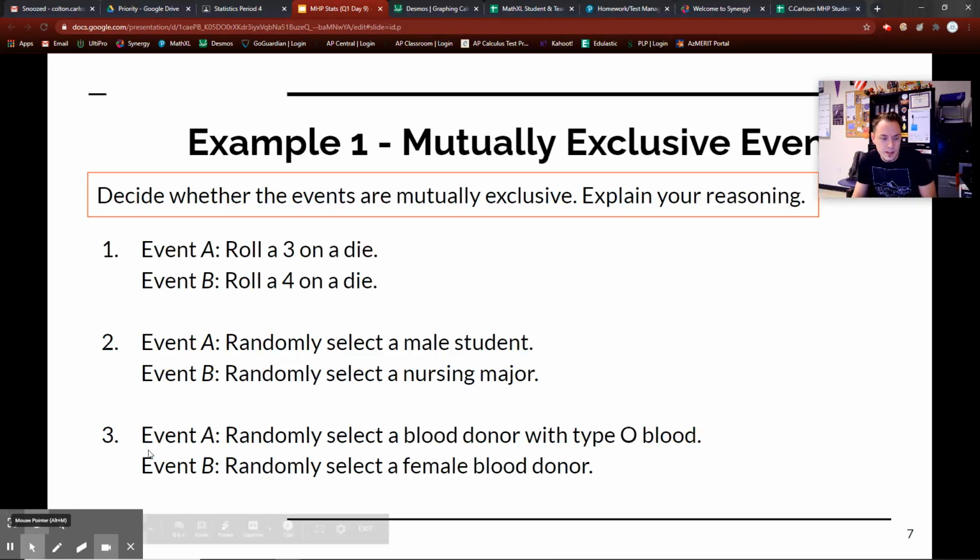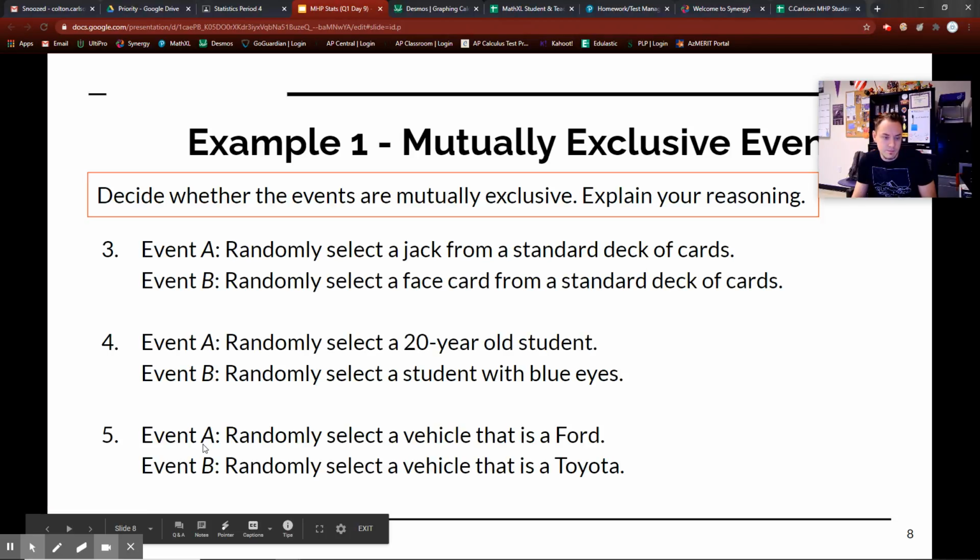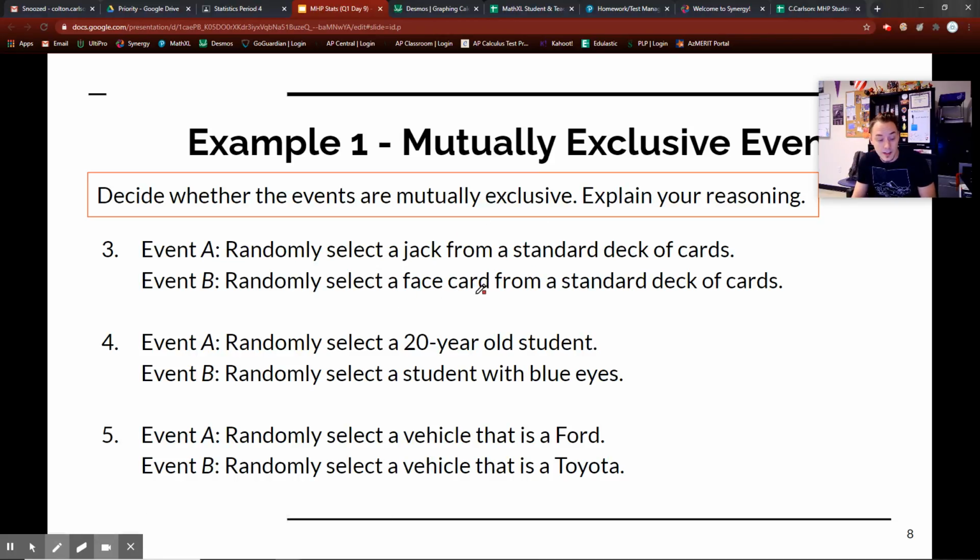Okay, kind of getting the picture of mutually exclusive events. Let's move on. Let's do a couple more. Awesome. Randomly select a jack from a standard deck of cards, and then randomly select a face card. Well, here it is. A jack is a face card, right? So that means there is an overlap. You can have a face card and you can still have a jack. So this is, again, not mutually exclusive. They actually have an overlap. Again, if you want to write this down, they actually have an overlap. That's what makes them not mutually exclusive.